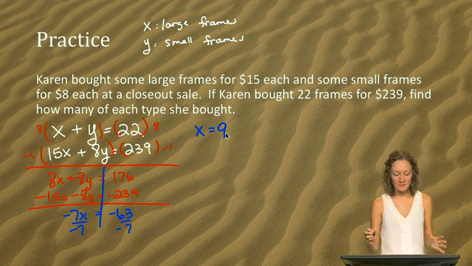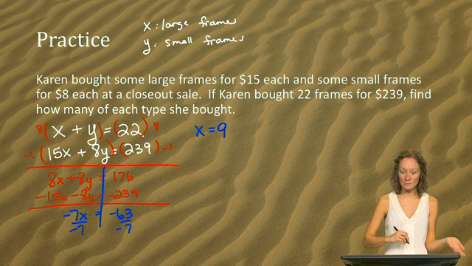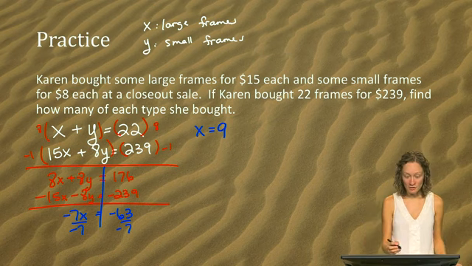And what does this mean? She bought 9 large frames. Okay, how about small frames? Go back anywhere along the way that has both.